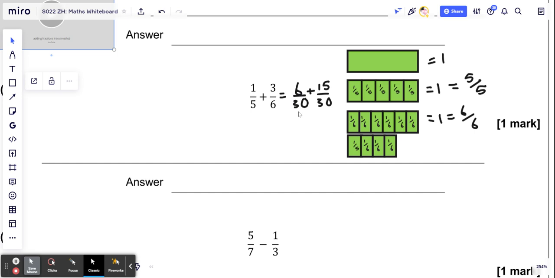1/5 is the same as 6/30ths. And the reason for that is because 5 times 6 is 30. And so if I multiply the top by 6 as well, then 6/30 is the same as 1/5, and 6 times 5 is 30, and so I multiply the top number also by 5 to get 30.